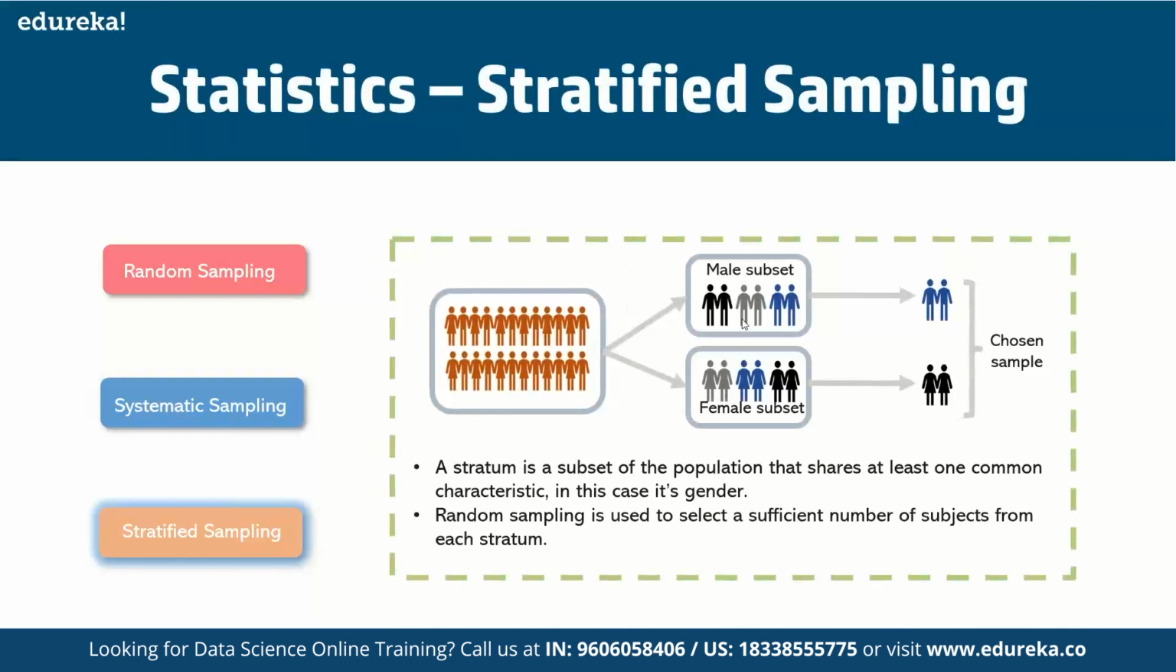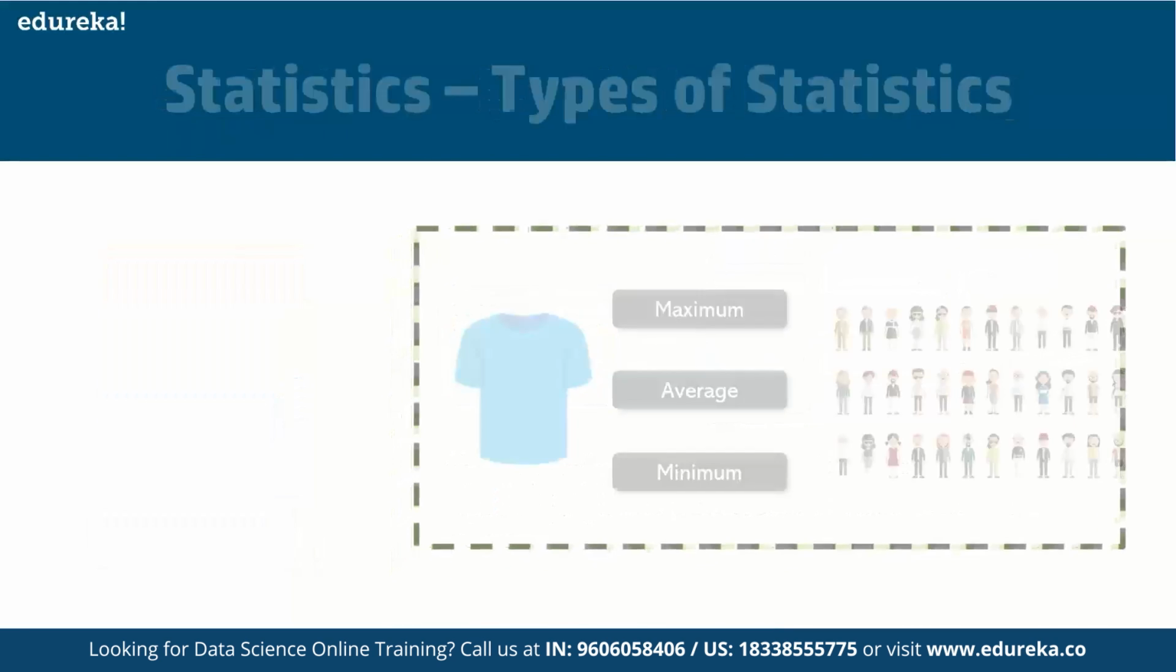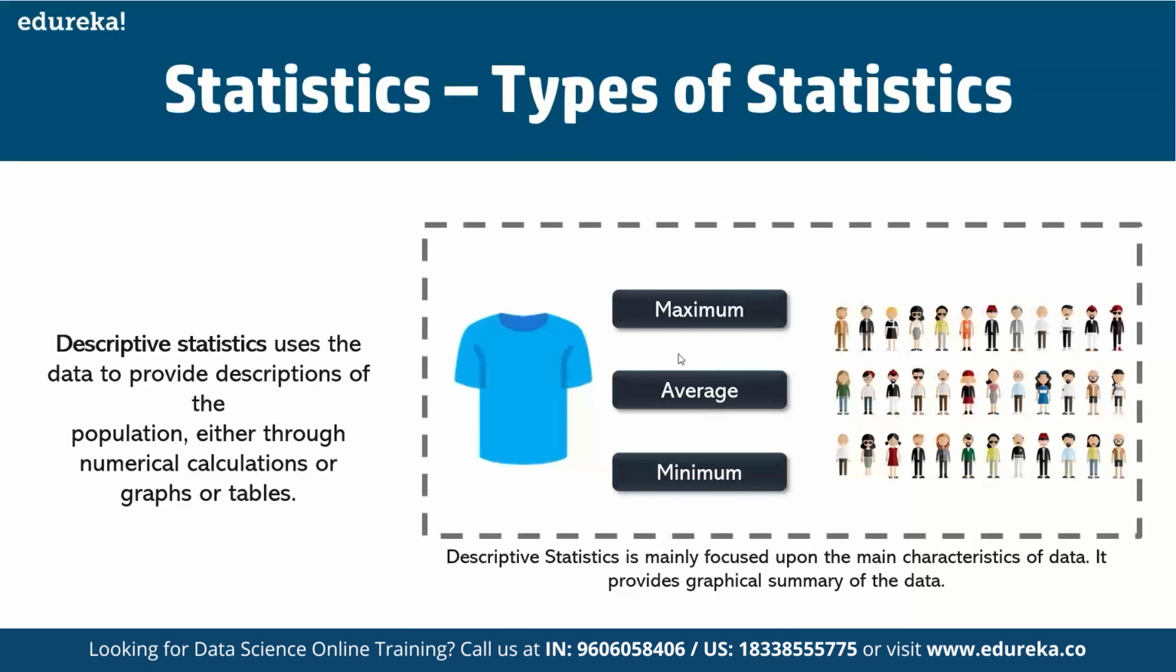In stratified sampling, the subsets of the population should share at least one common characteristic. We have a group of people here, and we take some characteristic as common. Let's consider gender. We've already separated the male data set and the female data set. Pick a few data points from the male subset and a few from the female subset, and that becomes our stratified sample. We also have different types of statistics called descriptive statistics and inferential statistics.